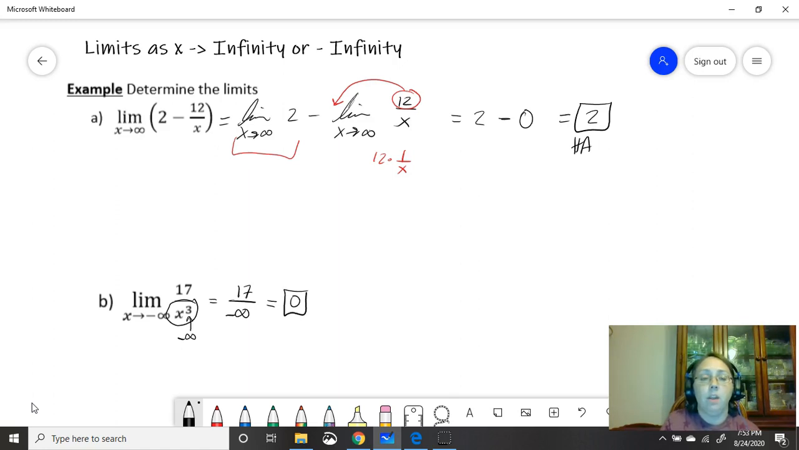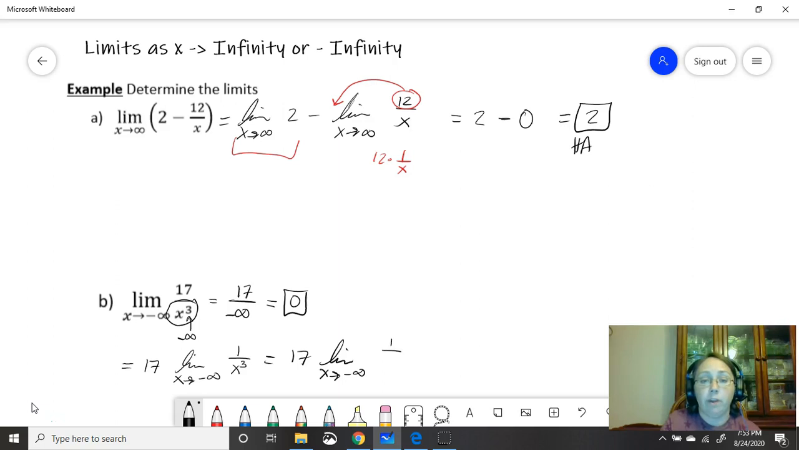There you go. If you want, you could use the limit rules and break this up. You could pull the 17 out of your limit. So this would be a constant multiple coming out. And then we could break up the rest of this. So we have 1 over x cubed. Let's see. We have a limit rule about breaking up a product and breaking up a quotient. So we could bring the limit inside. We can have, all right, so 17 is still out there. We can take the limit of each fraction separately if I break it up.